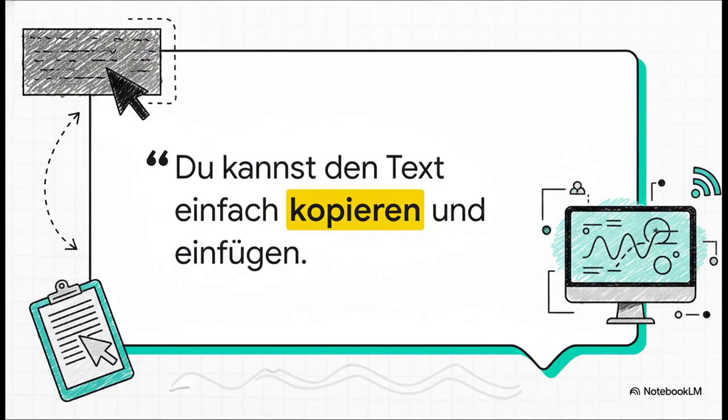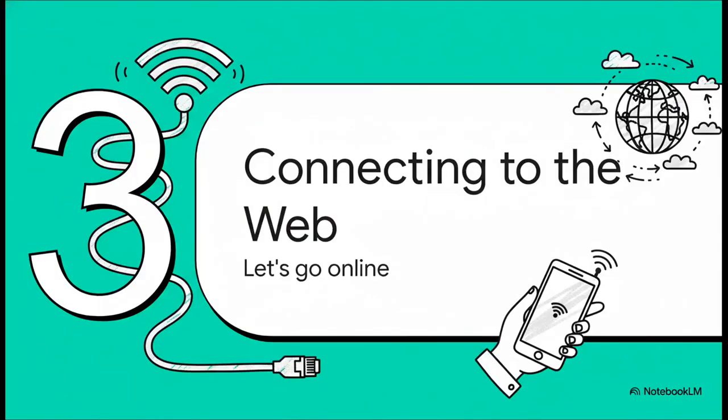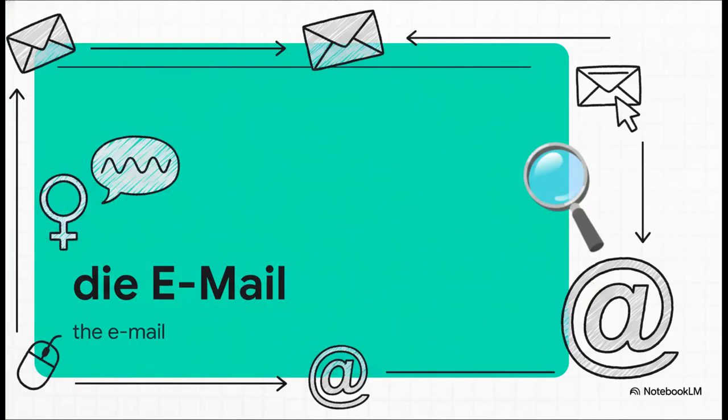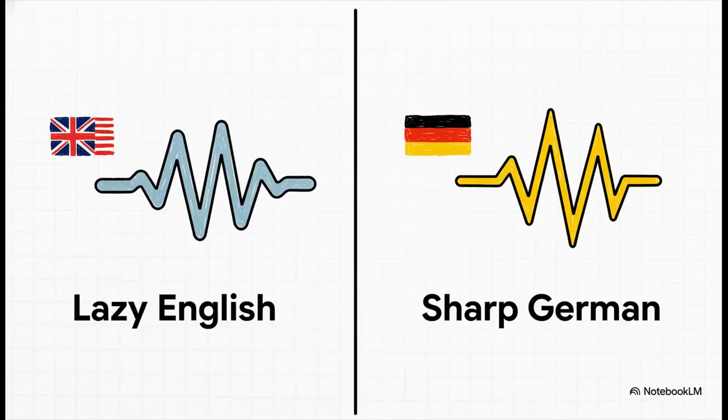So useful. Awesome. So your digital desk is all set up. Now it's time to connect to the web and go online. Now this one looks super familiar, right? But the pronunciation and the gender are totally German. It's die E-Mail. Let's really listen to those vowels. It isn't a soft English email. It's sharp, it's clear. E-Mail. Hear how crisp that E is? And the I sound is nice and distinct. Let's try it. Die E-Mail, die E-Mail.